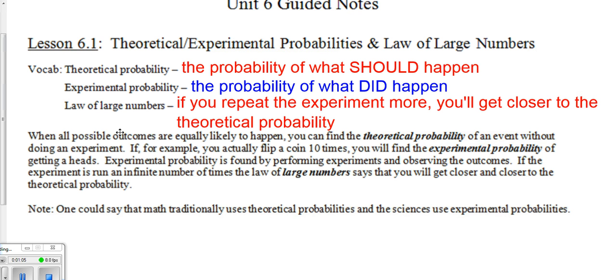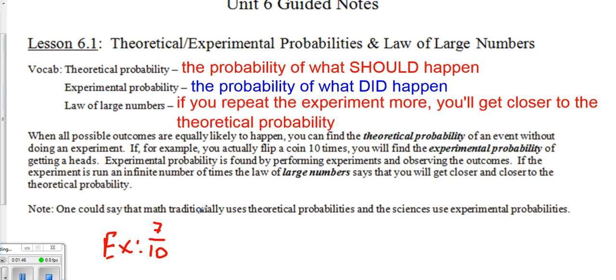So let's read over some examples of what that all means. When all possible outcomes are equally likely to happen, you can find the theoretical probability of an event without doing the experiment. For example, if you actually flip a coin 10 times, you would be finding the experimental probability of getting heads. If you flip it 10 times and you get heads 7 times, your experimental probability would be 7 out of 10. We would write it like this: experimental, I'm going to use EX, would be 7 out of 10. In a sense, that's like saying 70%. 70% of the time when we ran the experiment, we got heads.